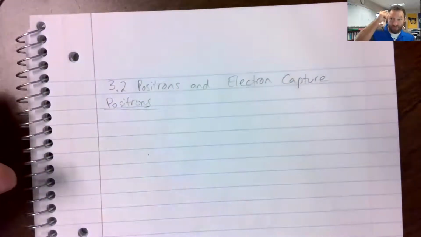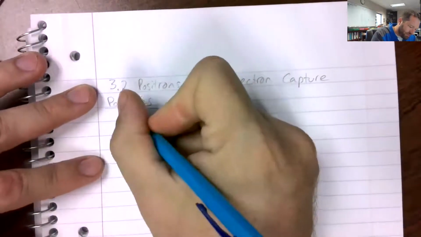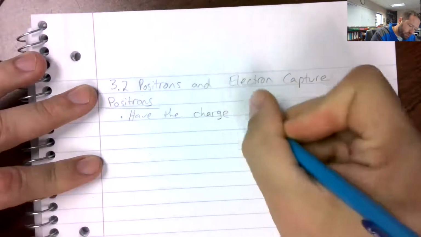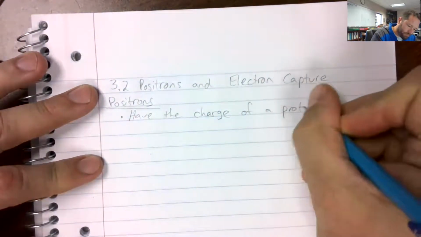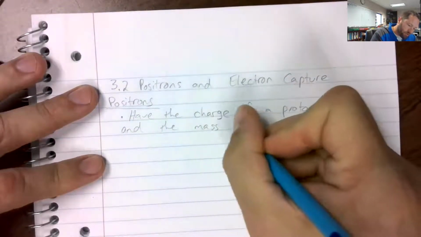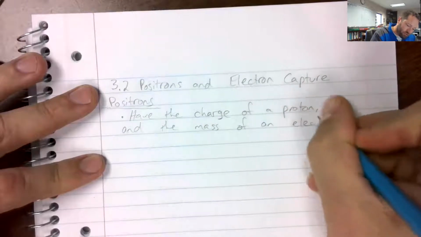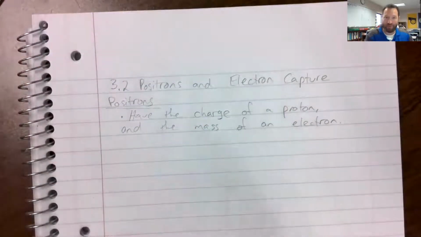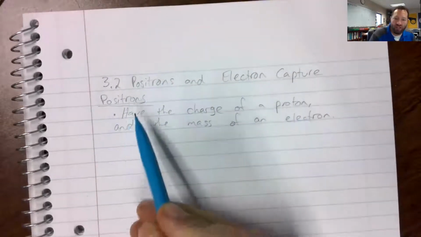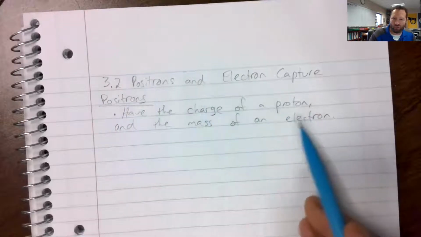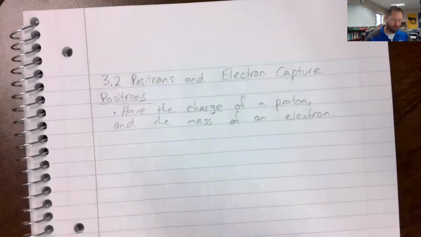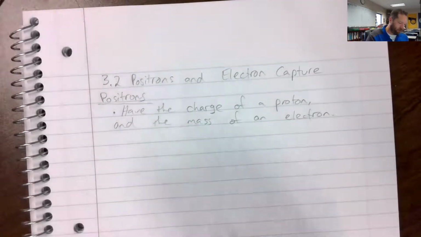Positrons are pretty much exactly like they sound. Positrons have the charge of a proton and the mass of an electron. And that's what a positron is. I think about that name, posit. So a positive charge from the proton and the mass of an electron. So it's like an electron with a positive charge. So a positron. The name really makes good sense, I think. I hope you guys agree.